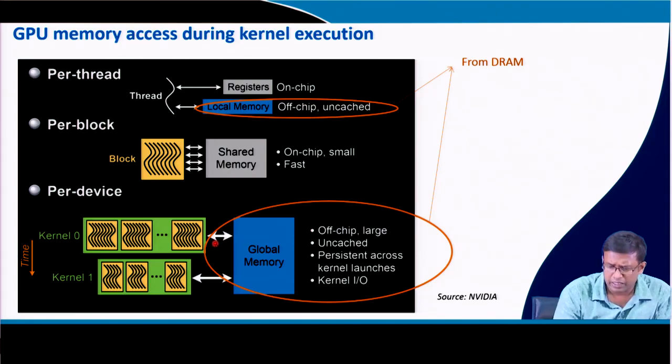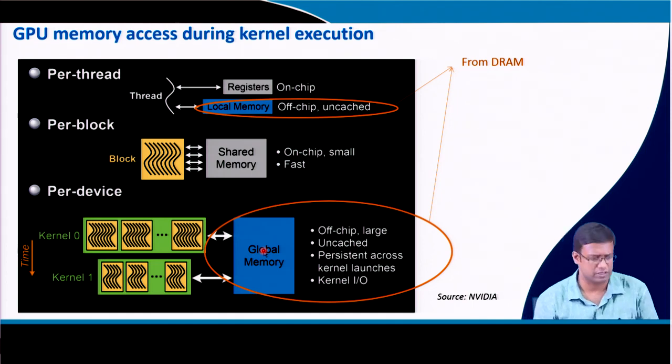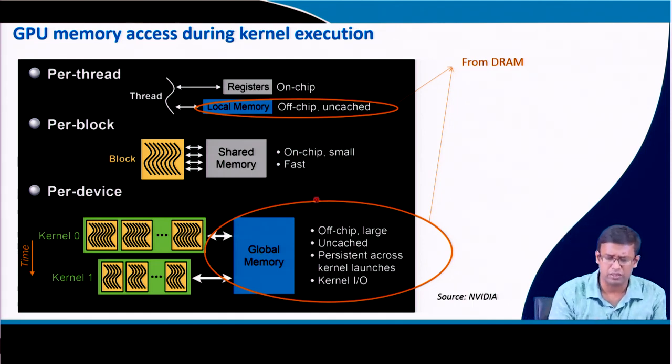So, we can see that the global memory and local memory are from the device RAM. Accessing global memory and local memory is slower compared to shared memory or register access. These accesses are faster, but these are small memory units, whereas global memory is a large memory unit.